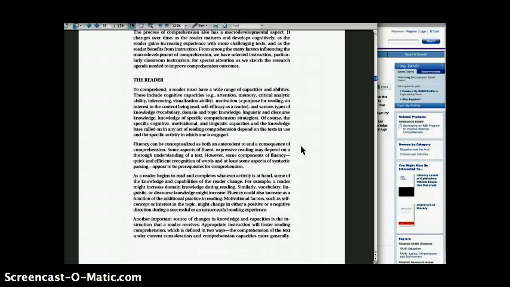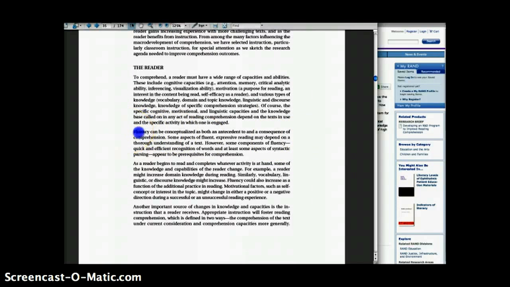Okay, now this next paragraph talks about fluency. Fluency is being able to decode the words, which is the antecedent to comprehension. It's needed before you're able to comprehend, but then fluency is also a consequence of comprehension. So the more you know about a topic, the more fluent you're going to be in reading it.